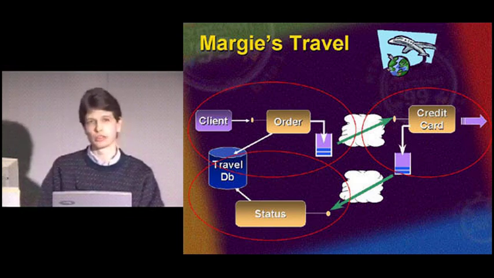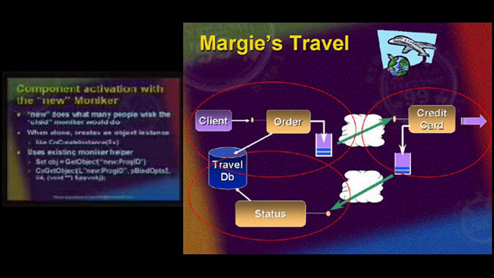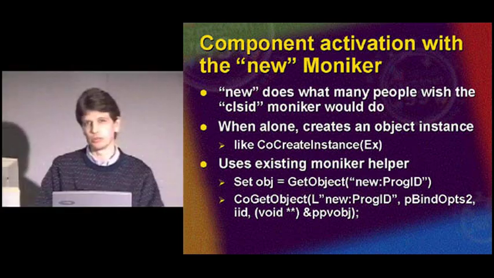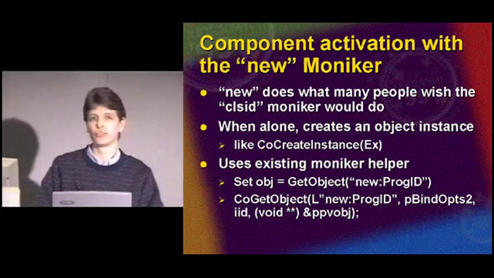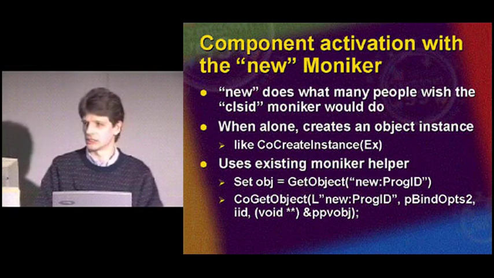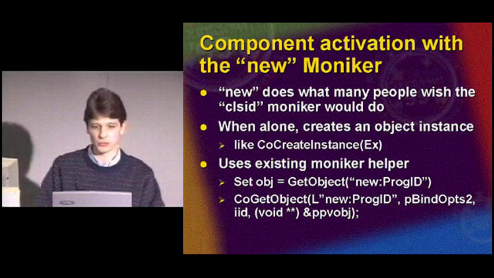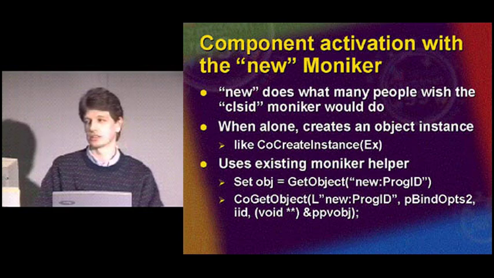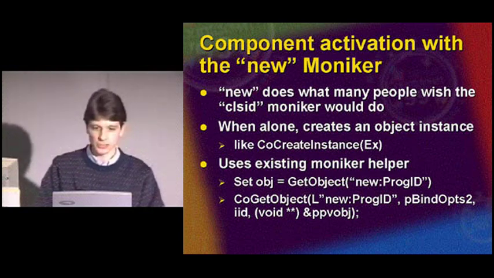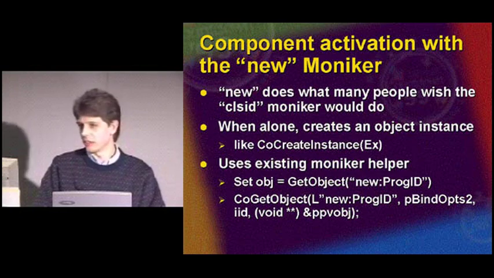So we've talked about normal direct activation using DCOM. We've talked about queued messages, and we've given an overview of where queued components are interesting or can be used to implement some particular application types. Now what we want to do is go on and look at how you actually use queued components.